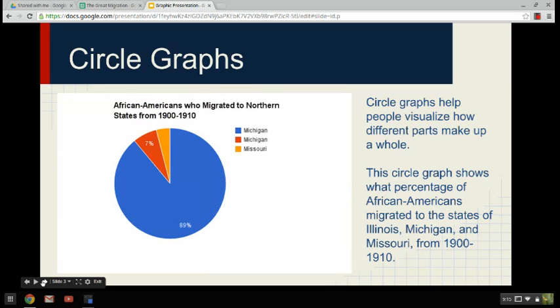The next type of graph we want to talk about are circle graphs. Circle graphs help people visualize how different parts make up a whole. This can also be called a pie graph. The one to our left shows African Americans who migrated to northern states just during the window of 1900 to 1910. You can tell most of our people moved to Michigan. We want to be careful with these circle graphs though, because using one graph, you can't really tell changes over time. You'd have to compare more than one graph to do that.